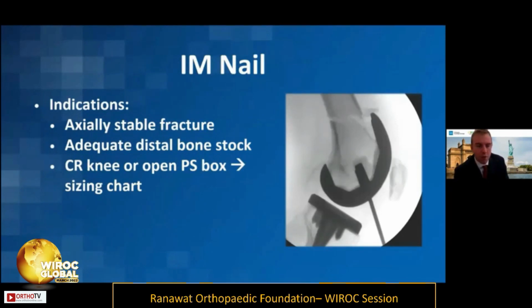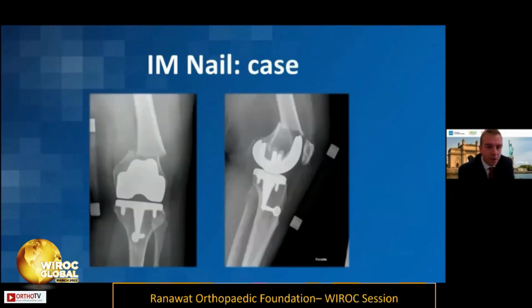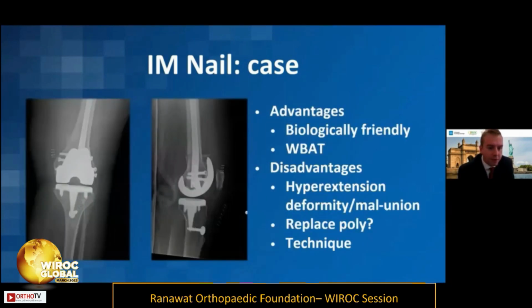So to briefly go over a couple of other options for fixing fractures, the indications, in my opinion, for an intramedullary nail are an axially stable fracture with adequate distal bone stock and a CR knee or an open PS box. And there are some sizing charts that you can find in an Excel chart to help guide the size of the nail. So this is a case that I did as a resident. It's an axially stable fracture with good distal bone stock. Components are well fixed, and we placed an intramedullary nail with multiple fixations.